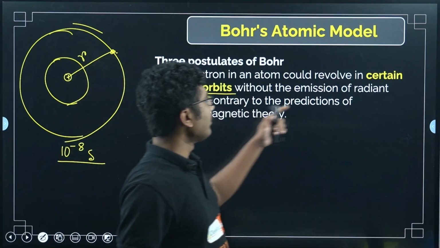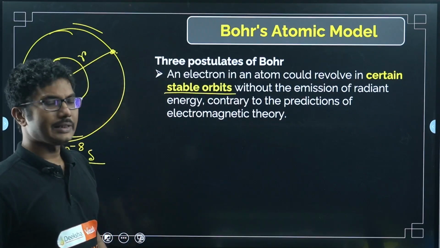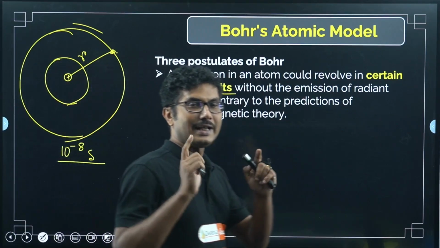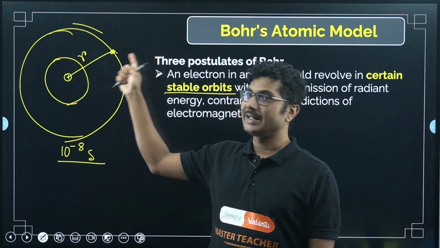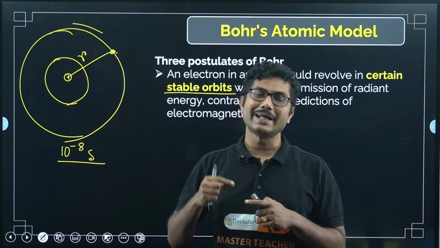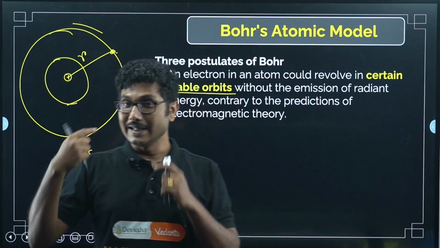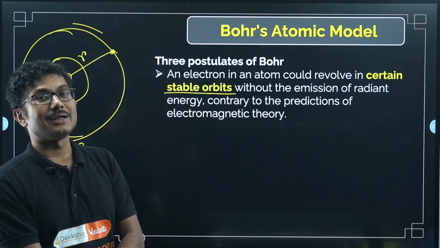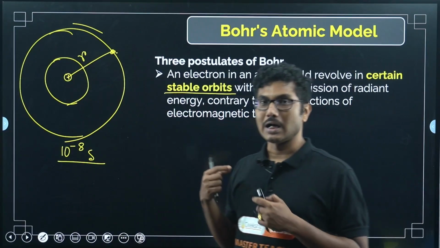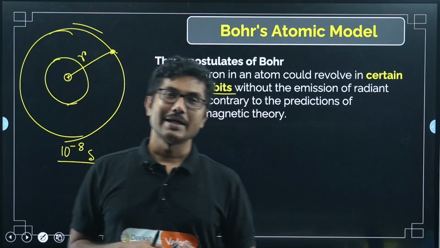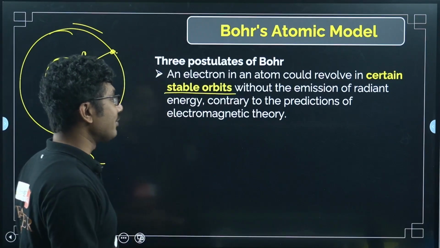So without emission of radiant energy, contrary to the predictions of the electromagnetic theory. First of all, he said this is a fixed orbit, and if an electron is staying there, it will not radiate any energy. So this is the first thing he contradicted. He contradicted classical electromagnetic theory. Even though classical electromagnetic theory is correct, there are certain things it was not able to explain. That's why a new theory was required.